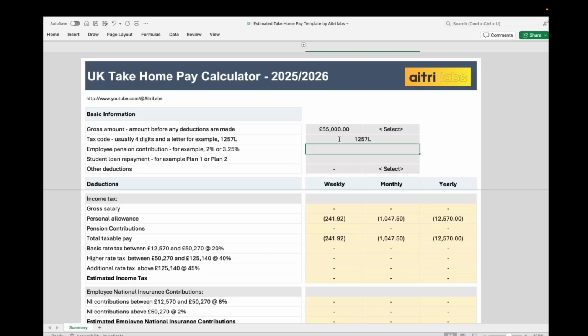Employee pension contribution. This is the amount you personally contribute towards your pension. In this case, I'm going to use 2%.